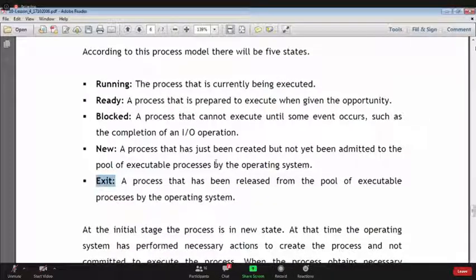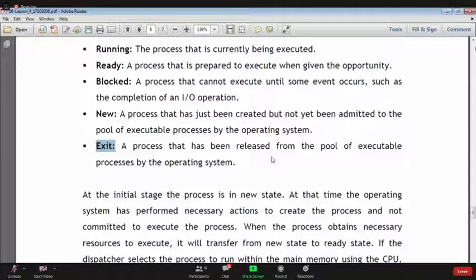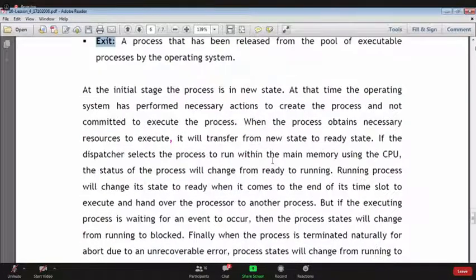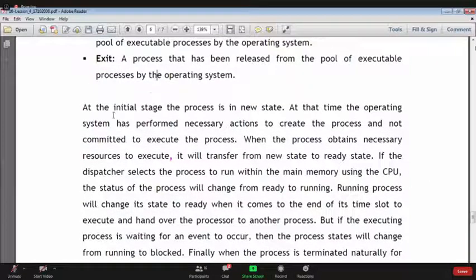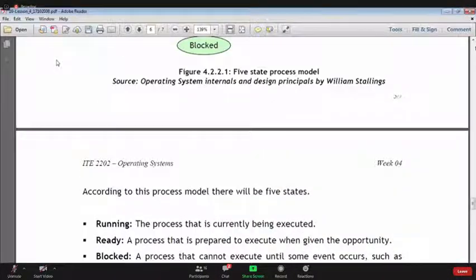So you can read them. I have already explained them. Then you should be able to explain it. At the initial stage, the process is in the new state, the incoming process, right? New state.